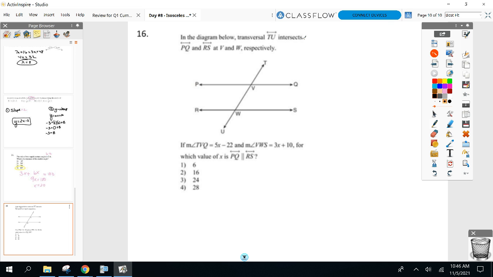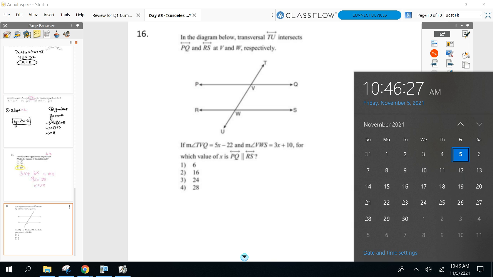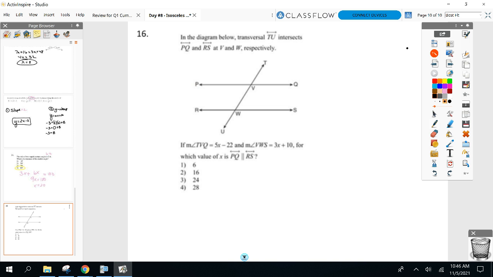All right, I'm going to talk here because I have about 30 seconds, and you can finish it if you need to. 5x minus 22, and 3x plus 10. Bottom line is, do we know what type of angles they are or not? They're corresponding. Second problem is, are they supplementary or congruent? They are congruent. 5x minus 22 equals 3x plus 10. Corresponding angles makes them congruent.